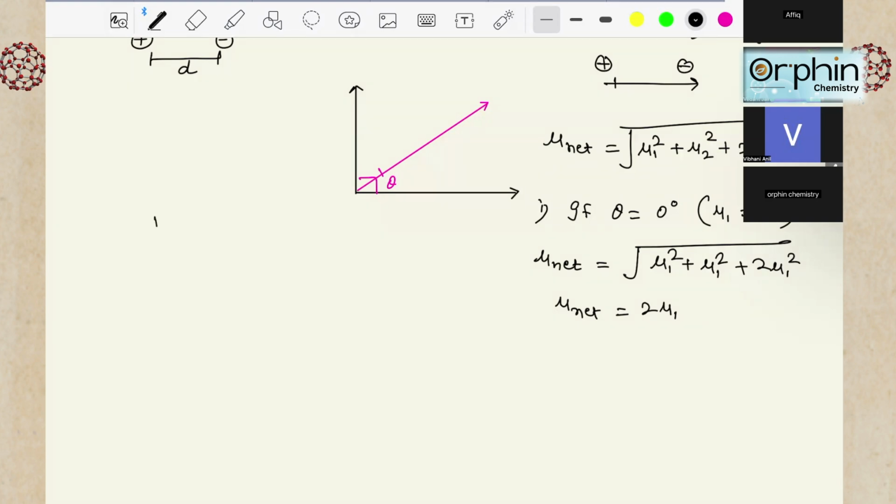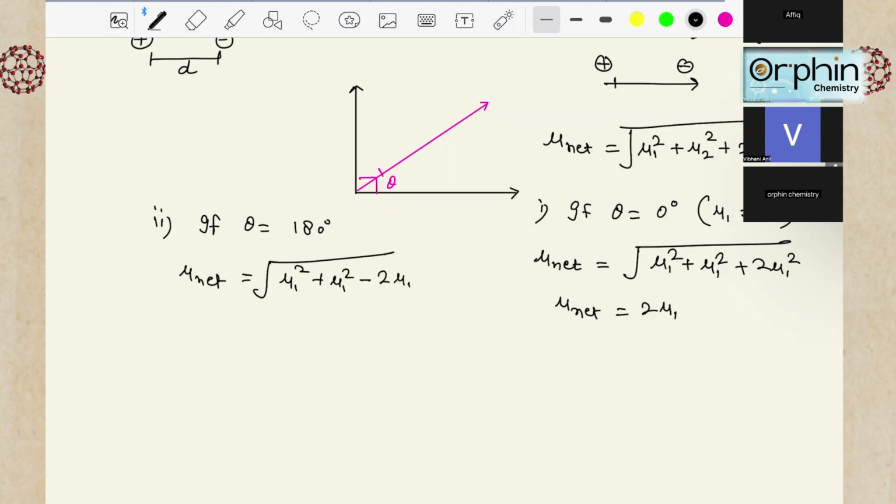And then second, suppose theta is 180 degrees. Cos 180 is minus 1. So in that case, again mu1 square is equal to mu2 square. So mu1 square plus mu1 square minus 2 mu1 square, because cos 180 is minus 1. So minus is coming there. So this is coming as 0. So mu net is 0.